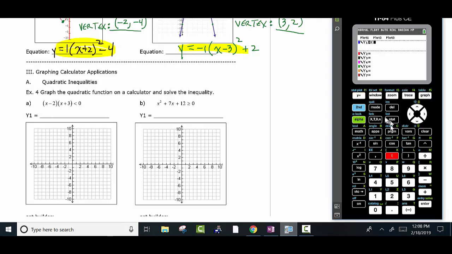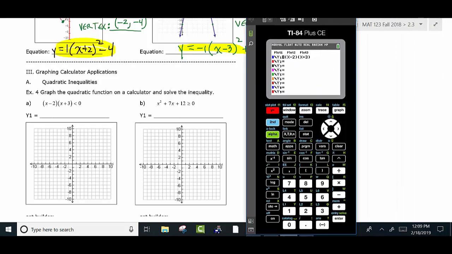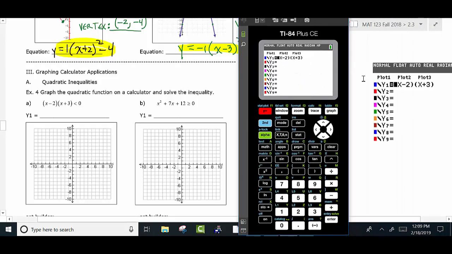You just go y1 and you go x minus 2, and then new parenthesis, then just say x plus 3. And then we'll do that in a standard window. The fastest way to get to the standard window is to go zoom number 6, and then that'll graph that in a standard window for you. So you want to get the y equals in, and then just do a zoom 6 for a standard window. Everybody with me?